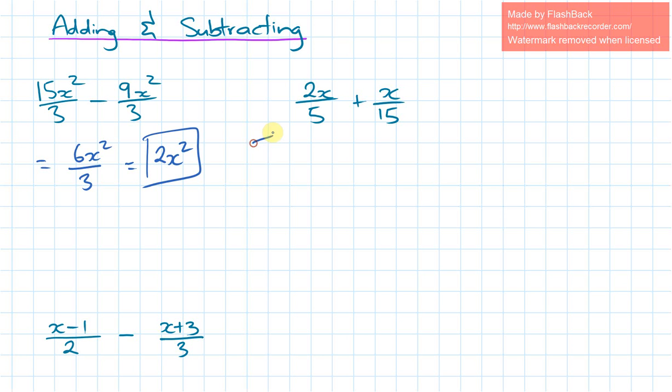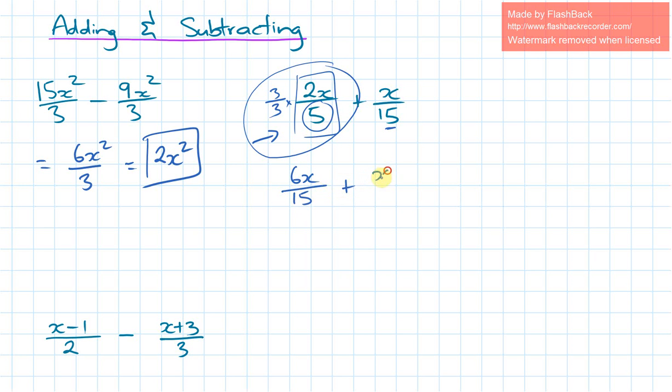Okay, this next example, the denominators are not the same, so I need to multiply at least this fraction by 3 over 3 in order to get my denominator the same as that 15 there. So this part here becomes 6x over 15, and then rewriting the rest of the sum. So now denominators are the same, I can just add my numerators.